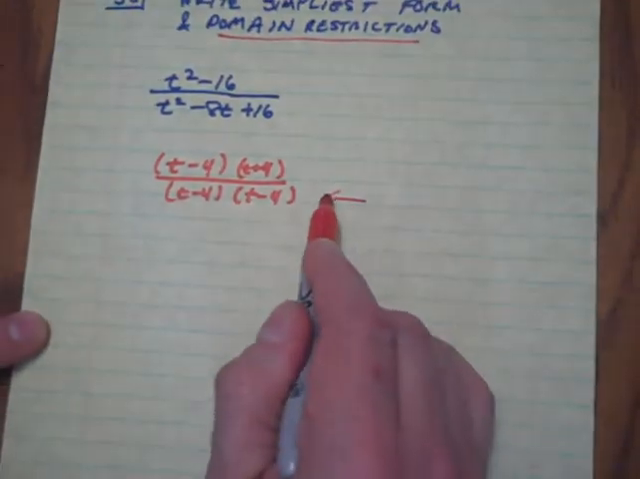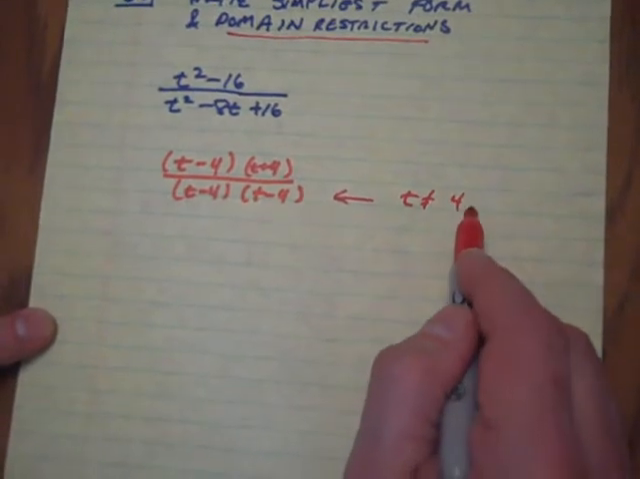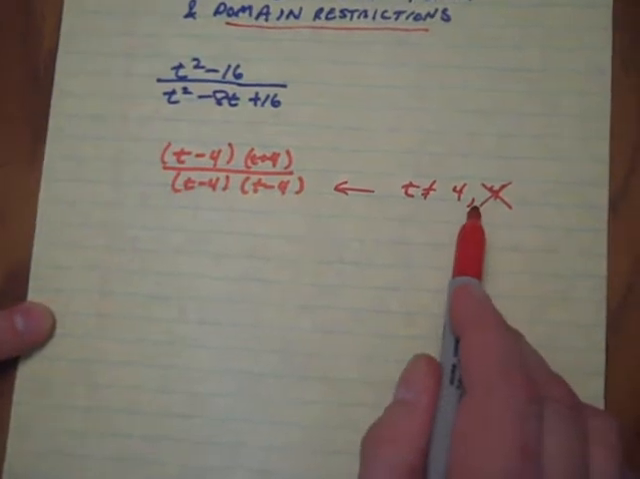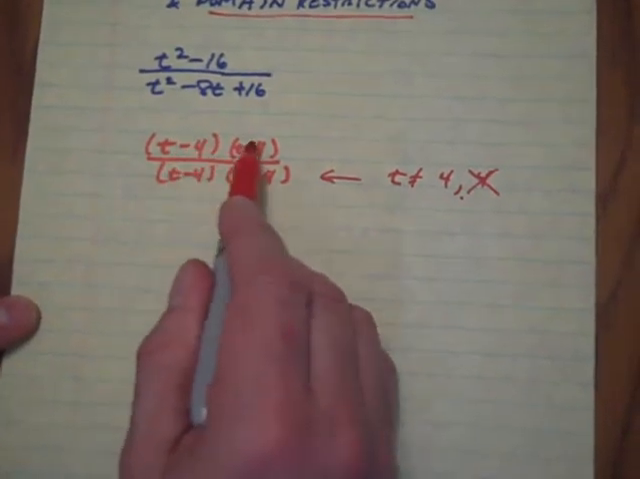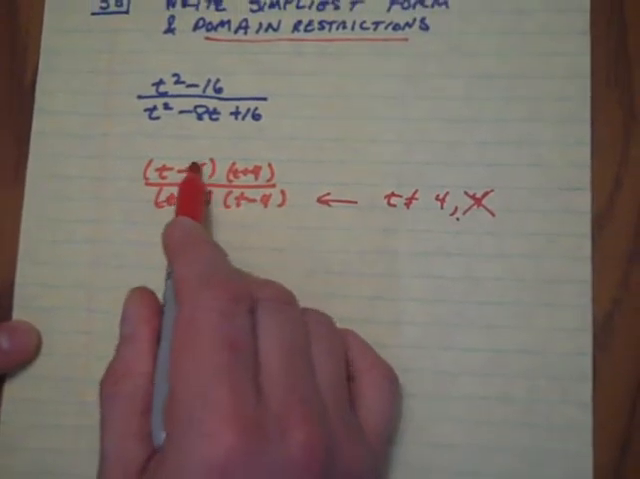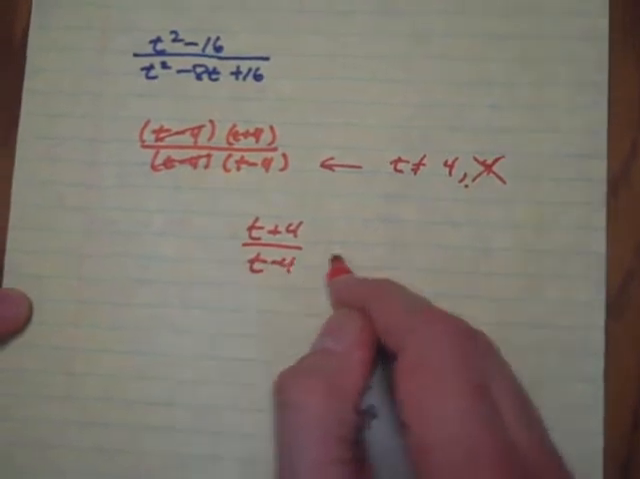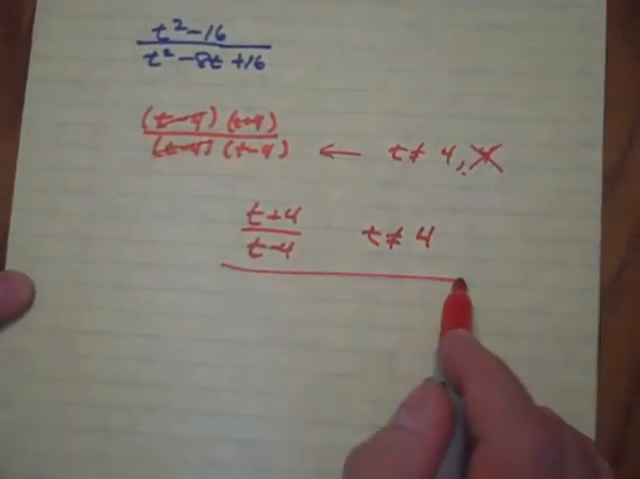At this point, you've got to figure out the domain restrictions. When I look here, what makes the bottom 0? T can't be 4. Now, we don't write the repeat, but it was t squared, and there were 2 values, both 4. Now we look at what's the same factor. And my answer is t plus 4 over t minus 4, and t cannot equal 4. And there's the answer to the first one.